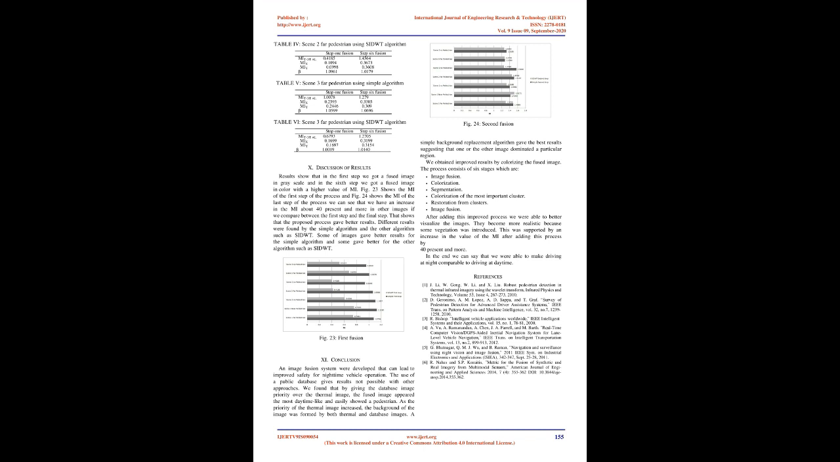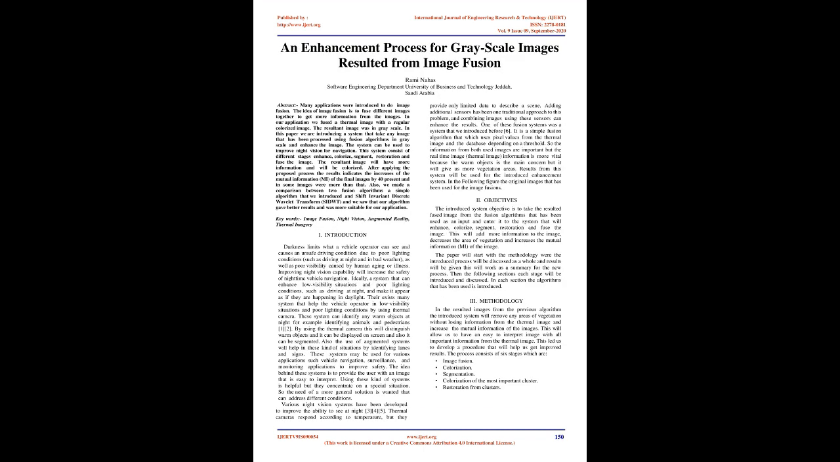Fig 8, image fusion results of SIDWT algorithm. A, scene 1 far pedestrian. B, scene 2 far pedestrian. C, scene 3 far pedestrian. Colorization. In this section a grayscale image to red, green, blue (RGB) image converter will be used by using the colors of the reference image. The algorithm can be described in the following steps.